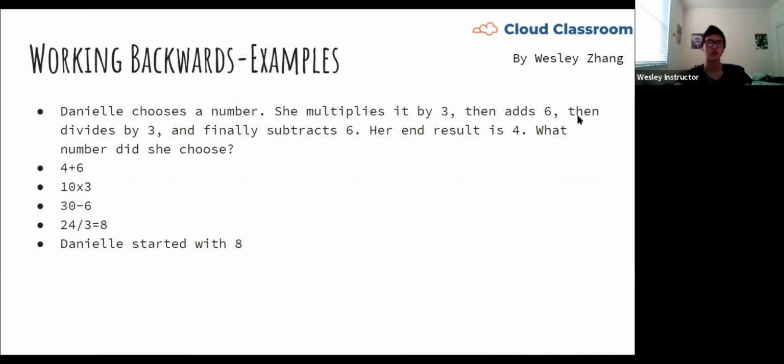So for going backwards, you guys want to do the opposite of every single operation she does. If she does addition, do subtraction, and vice versa. If she divides, you guys want to multiply, vice versa.